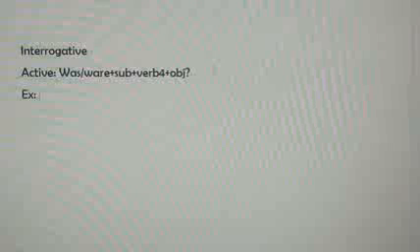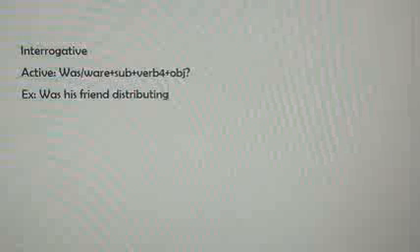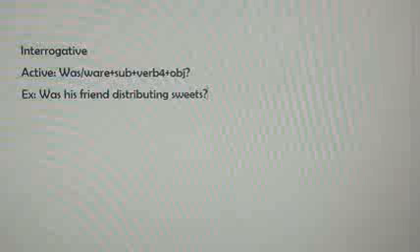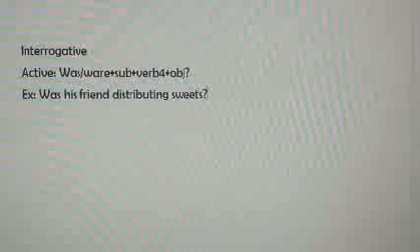Suppose I'm giving an example. Was his friend distributing the sweets? Distributing sweets. Okay, was his friend distributing sweets? Let me write the passive structure for this.